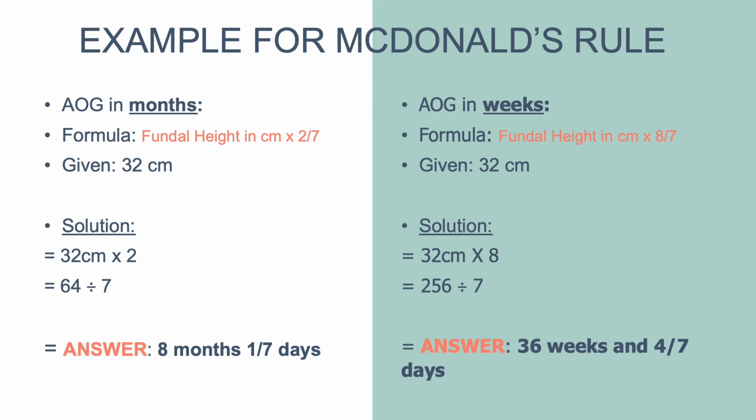Next, for finding the age of gestation in weeks, utilizing the formula fundal height in centimeters, multiplying it by 8, then dividing it by 7, with the same given of 32 centimeters, we utilize the solution of 32 centimeters, multiplying it by 8, which gives us 256, and after dividing it by 7, we have an answer of 36 weeks and 4 of 7 days.